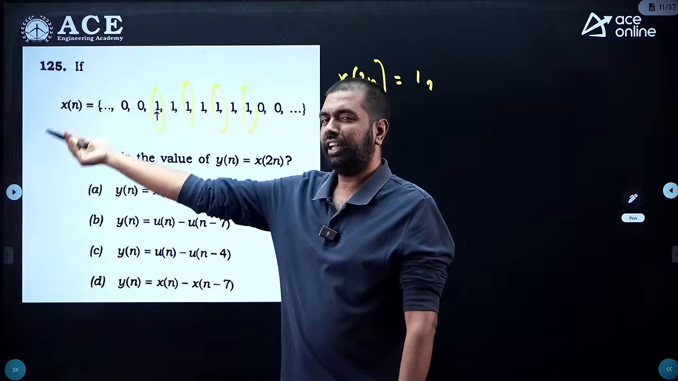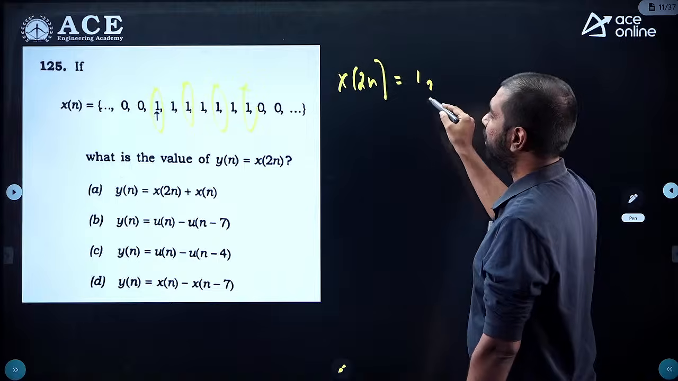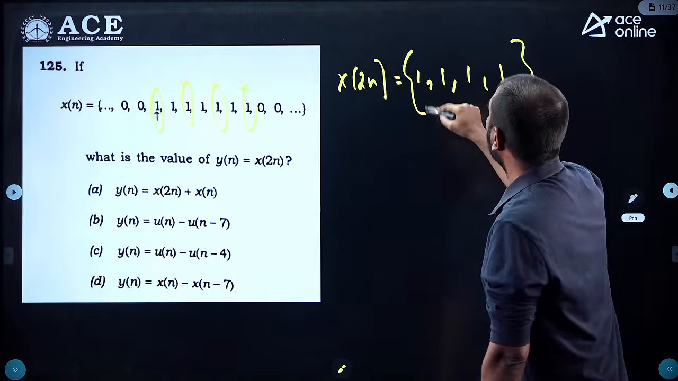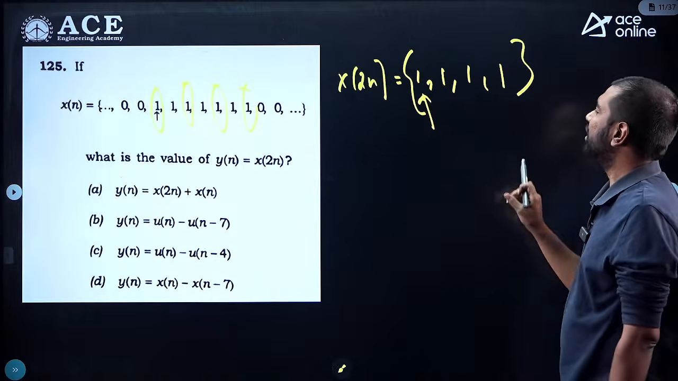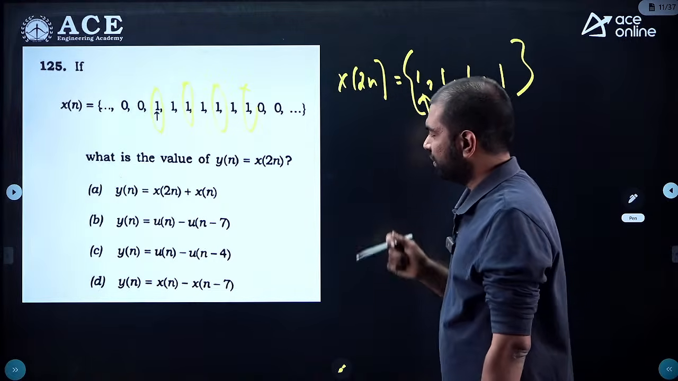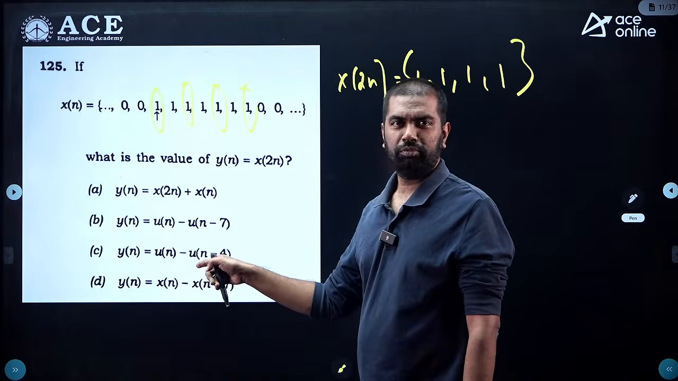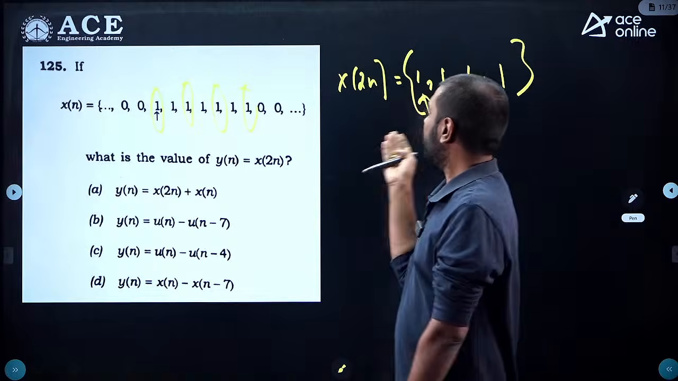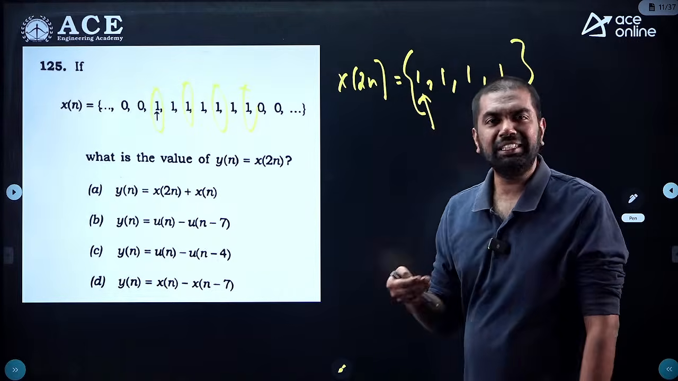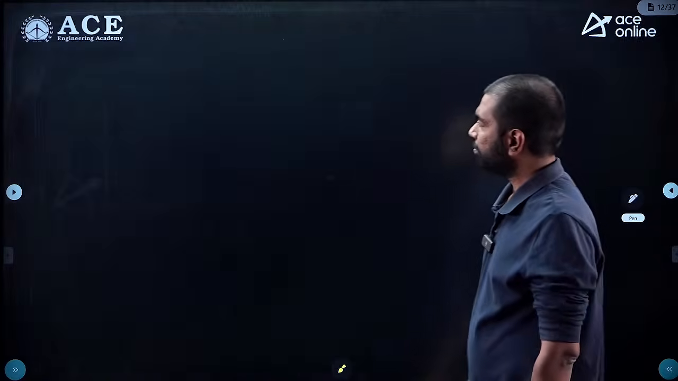And if you go to the left, every second sample is 0. Whatever I highlighted, you write them 1, 1, 1, 1, and then put an arrow mark. But there is no option like this with 4 samples. If you carefully observe, if you know how to draw u of n minus u of n minus 4, when you subtract those two sequences, what you get is 1, 1, 1, 1, which starts at n equal to 0, ends at n equal to 3. Look how simple this question is.